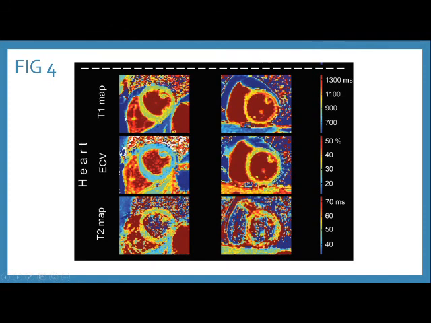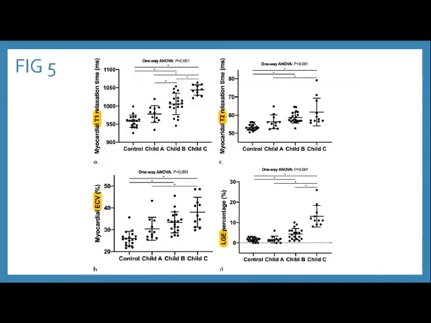Then here you have the heart images. This is the T1 map, the ECV, and the T2 map as well. So you can see that the heart is affected in late stage cirrhotic disease, or in this case, Child-Pugh B. This is correlating with the plotted values there.